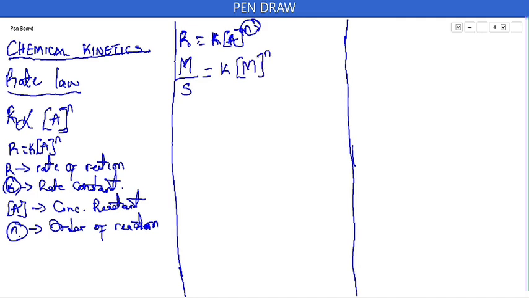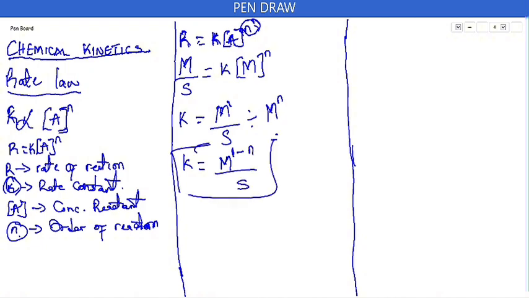raised to power n. So then we are going to have our k equal to M per second divided by M raised to power n, if I divide both sides by M raised to power n, just to make k the subject of the formula. So at the end of the day, I'm going to have k equal to M raised to power 1 minus n per second. Since this is divided, it turns to a negative sign on n. So this is the general formula for the SI unit of k, depending on the value of n. So let's say our n is 0, which is the smallest value we can get.